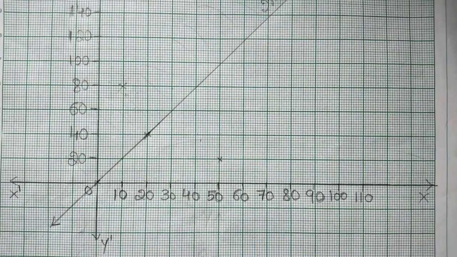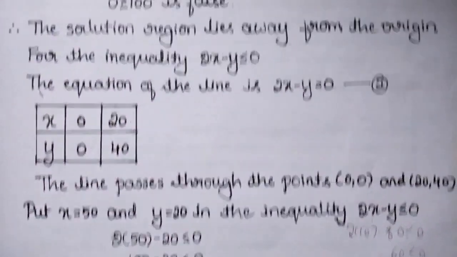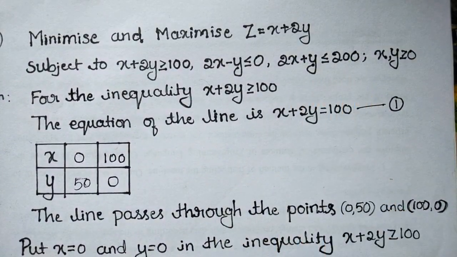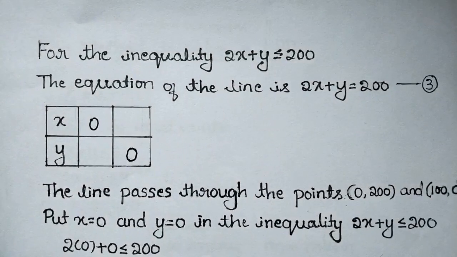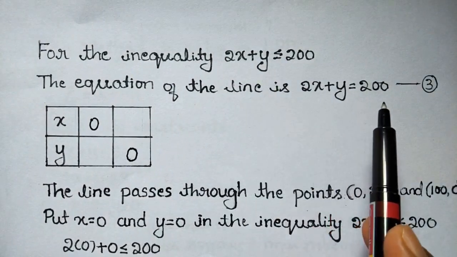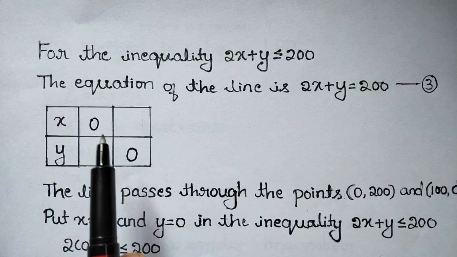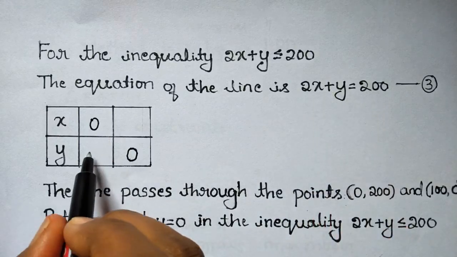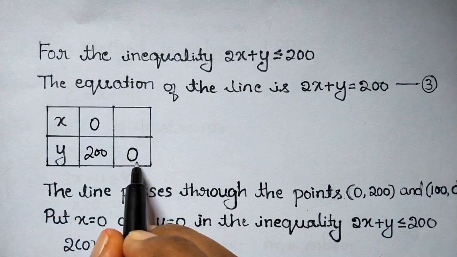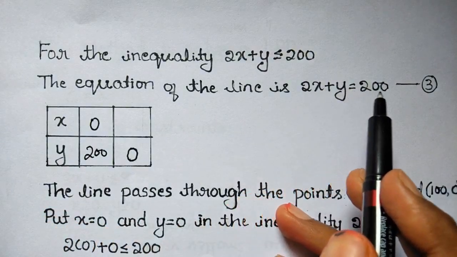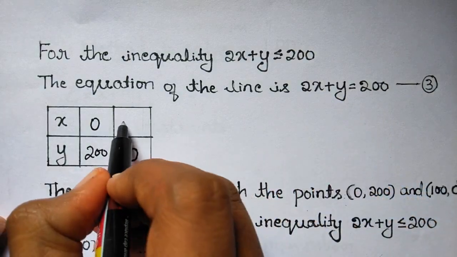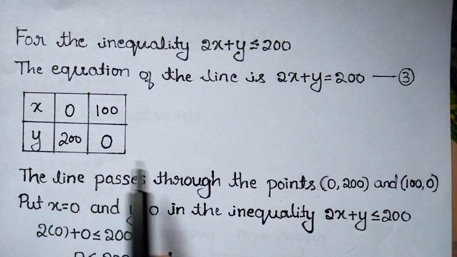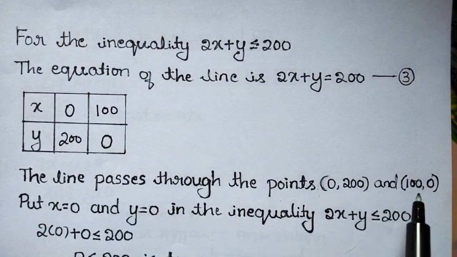Now let us look at the third inequality. The third inequality is 2x plus y is less than or equal to 200. For the third inequality, the equation of line is here. To find the points on the line, substitute x as 0. The first term will be 0. We get y is equal to 200. Now put y is equal to 0. We get 2x equal to 200, which implies x is equal to 100. Then the line passes through the points (0, 200) and (100, 0).